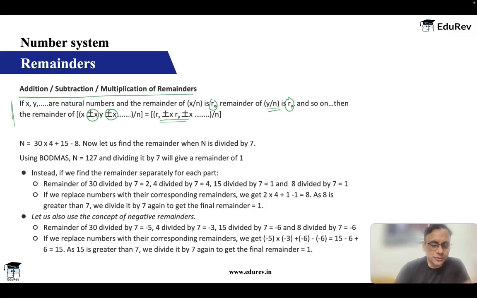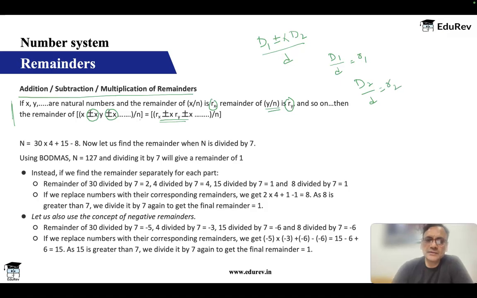So basically it looks complex but is very simple. Whatever you do to the dividends, you add dividends, subtract dividends or multiply dividends, the same thing you can do to the remainders as well. So it means when you have something like this, you find out the remainder here. Let's say it is R1. You find out the remainder here. Let's say it is R2.